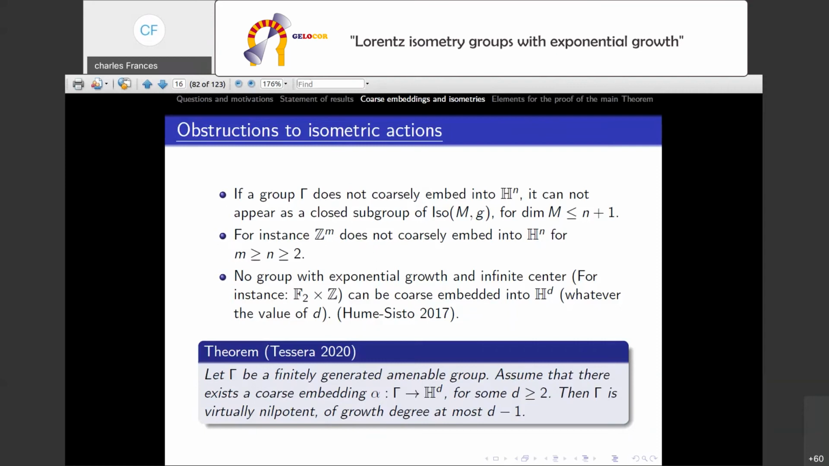And it is a motivation to look now at subgroups of the isometry group which have exponential growth. Because again, if they have sub-exponential growth, they will be amenable, and then we can apply Tessera's result to them. So that's why in our main theorem, we are interested in isometry groups containing a subgroup with exponential growth.